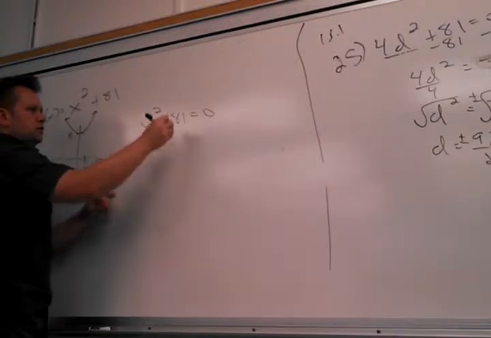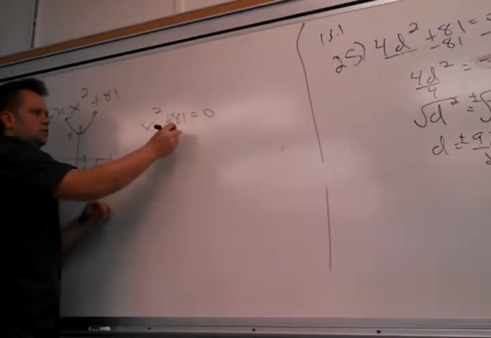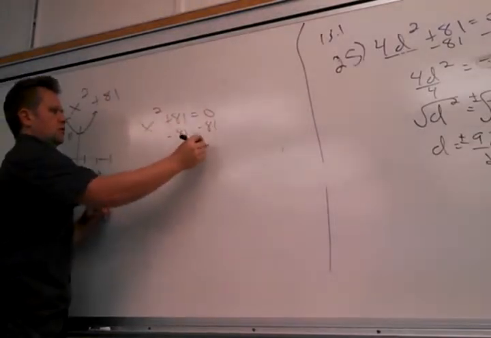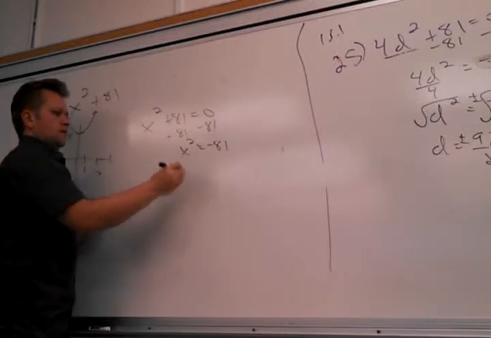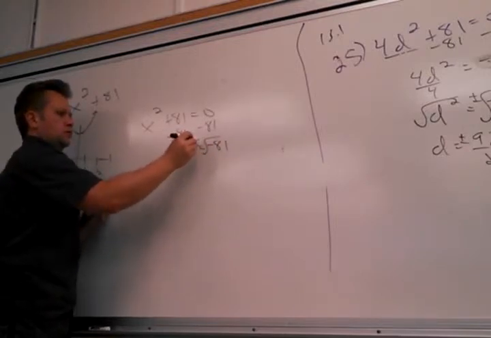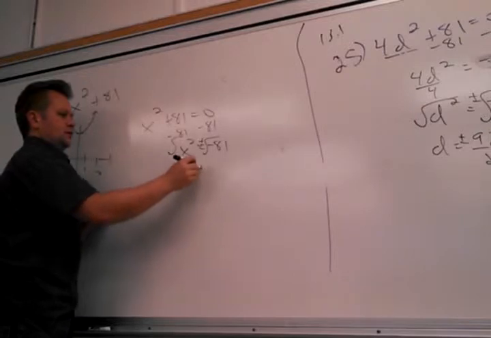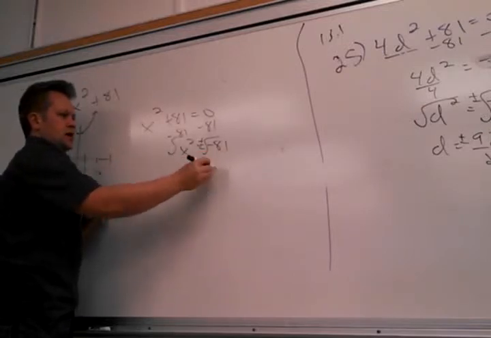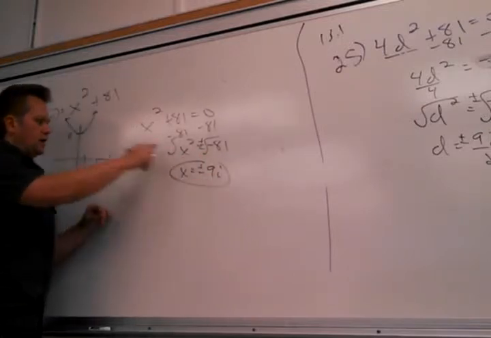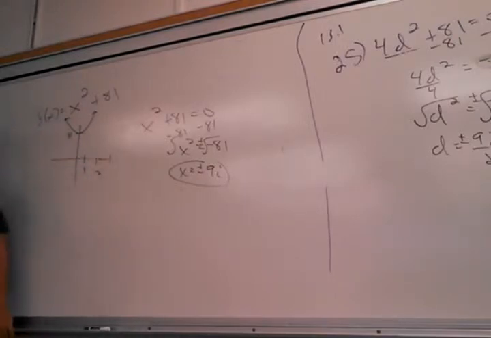If I solve this, how do I solve this? Subtract 81. Square root. Plus or minus? Plus or minus 9i. So those I cannot find on here, and again, because they're imaginary, they're not going to show up on a real plane. How come you're allowed to split up the 81 and the negative 1? How come we can do that?